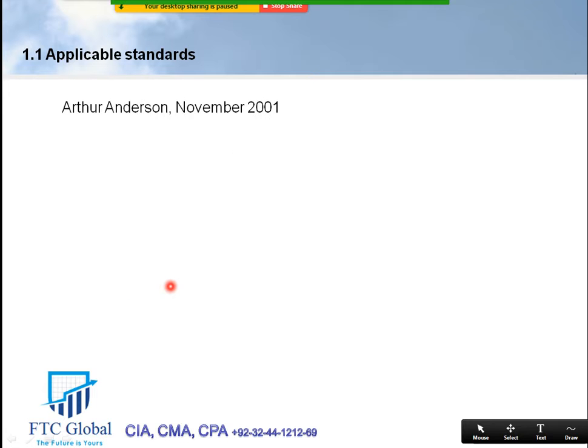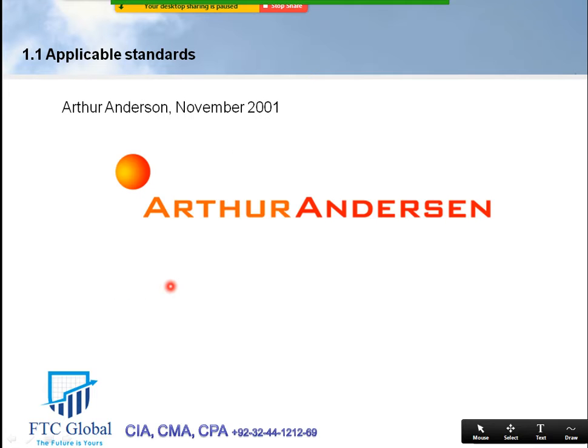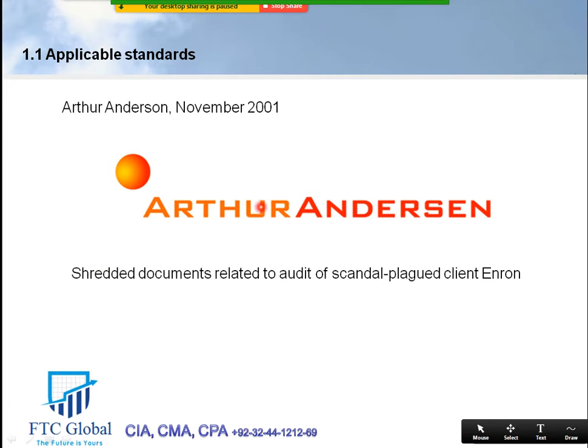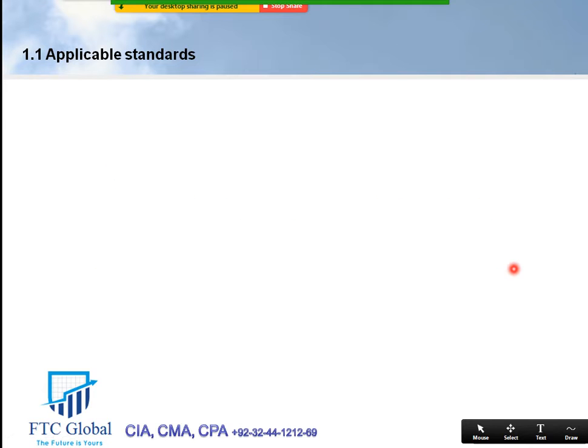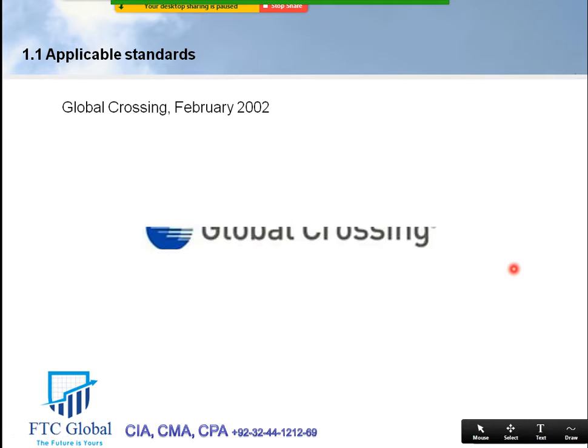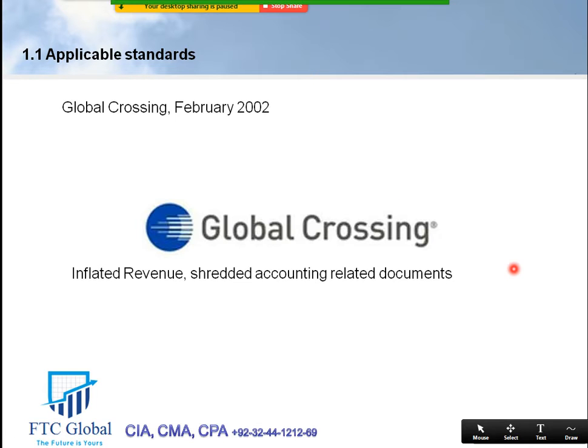Arthur Andersen, one of the top 5 audit firms, destroyed the evidence related to its client Enron. Arthur Andersen was the auditing firm of Enron. So when the investigation started, Arthur Andersen started destroying the evidence. This is a very serious offense, which is called obstruction of justice. Then Global Crossing, in February 2002, inflated revenue and shredded accounting-related documents.